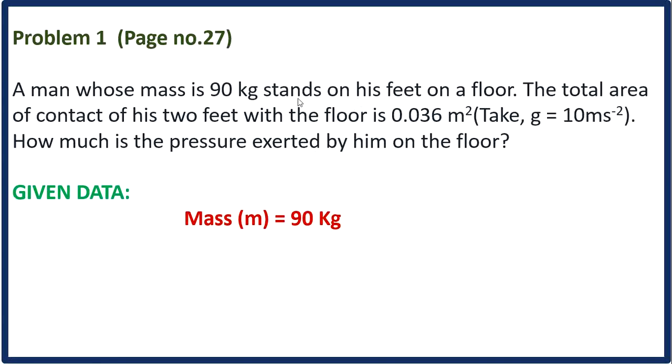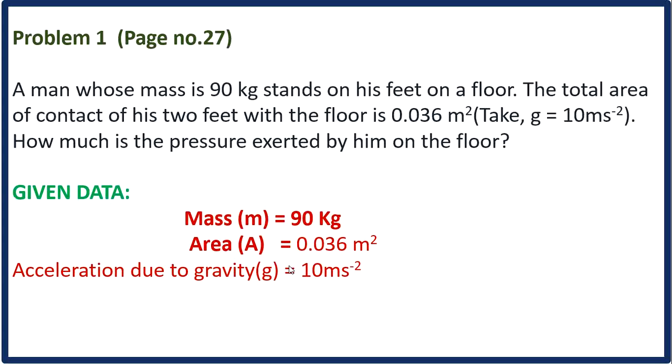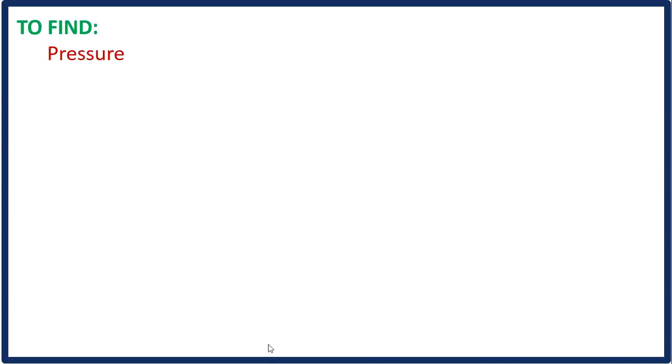Given data, the mass of a person is given as 90 kg and the area of the floor is given as 0.036 meters squared. We have to find out the pressure exerted by a person on the floor. What is called pressure? The force per unit area acting on an object is called pressure. So, mass m of a person is 90 kg, area A is equal to 0.036 meters squared, acceleration due to gravity g is given as 10 m s^-2. We have to find pressure.